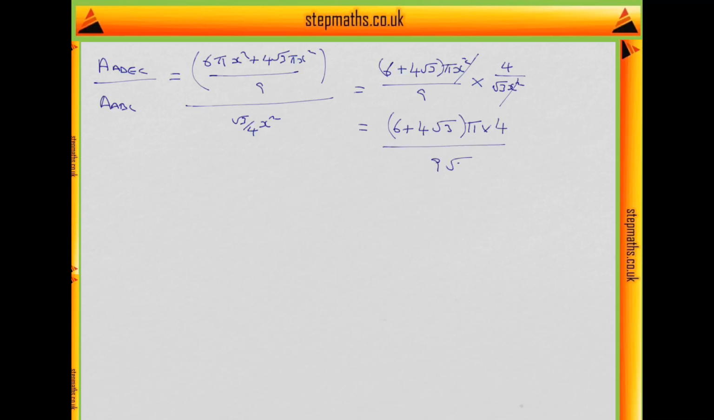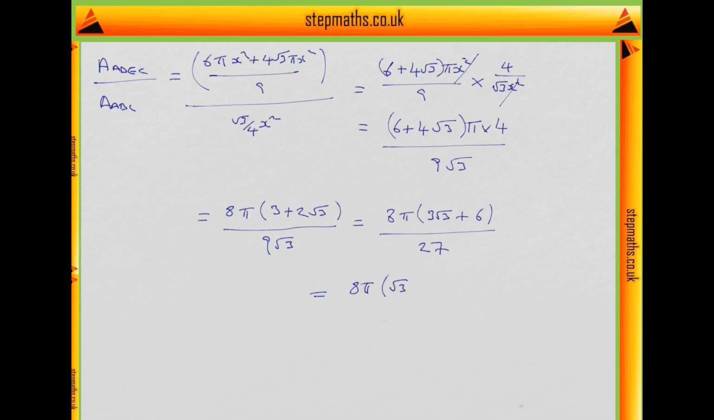This is equal to (6 plus 4 root 3) pi times 4 over 9 root 3. Well, we can take out a 2 from this bracket here, so that's equal to 8 pi times (3 plus 2 root 3) over 9 root 3, or if we multiply top and bottom by root 3, we get 8 pi times (3 root 3 plus 2 root 3 times root 3, which is 2 times 3, is 6) over 9 times 3, 27. And we know a factor of 3 cancels to give us nicely that the ratio of the areas is (root 3 plus 2) over 9 times 8 pi.